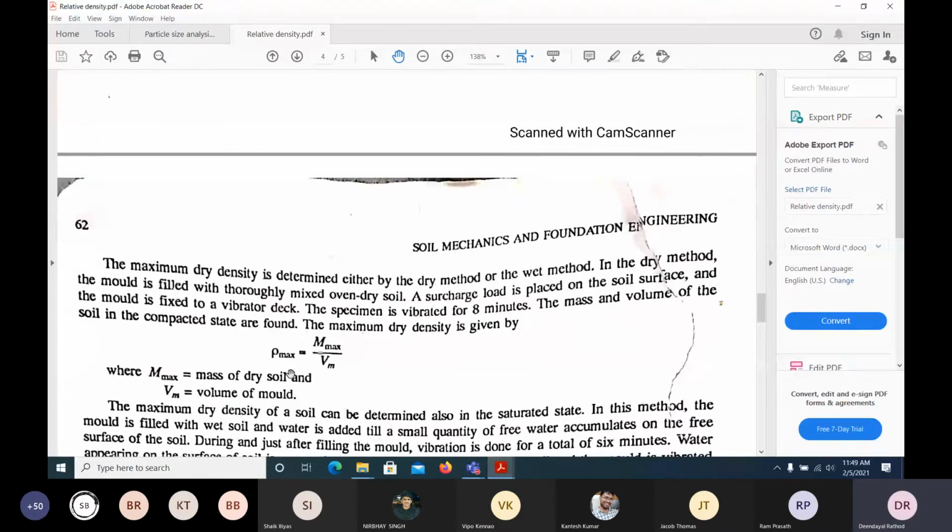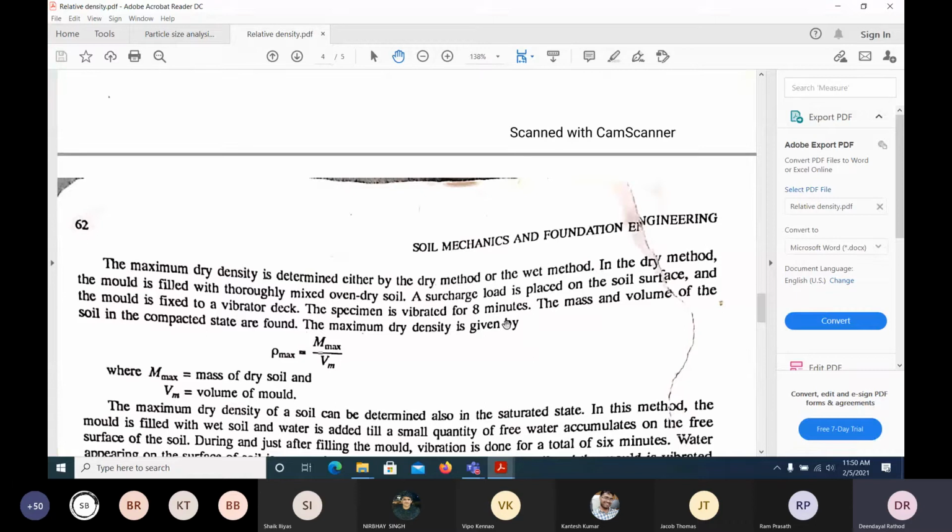For maximum density, what we have to do is, again the sample will be oven dried, and we'll put it in a mold and vibrate it for 8 minutes. Then the sand becomes dense. We'll keep some surcharge on top of that sand. We take it in a beaker or a cylinder, keep some surcharge on that, and vibrate it as much as possible. 8 minutes we'll vibrate it. All the sand particles settle and become dense.